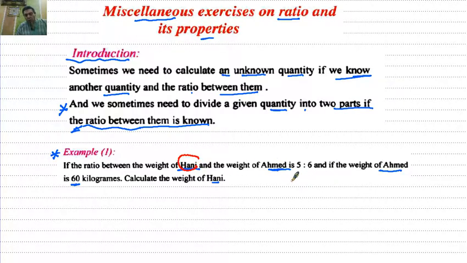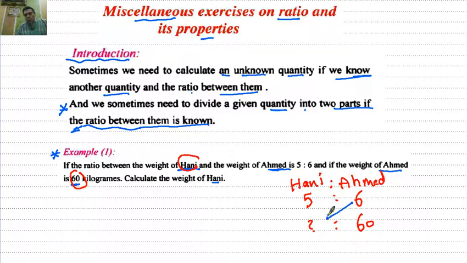So we say Hani to Ahmed. The ratio between them is 5 to 6. Then if the weight of Ahmed is 60 kg, what's the weight of Hani? We use cross multiplication.